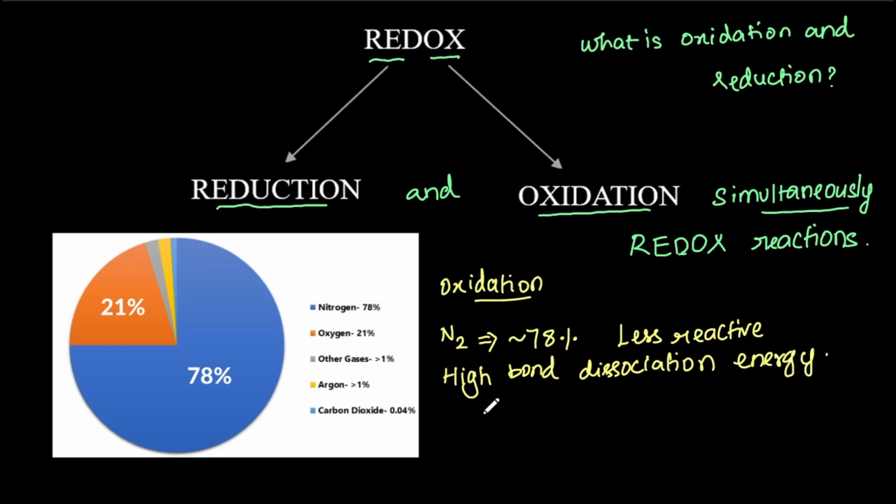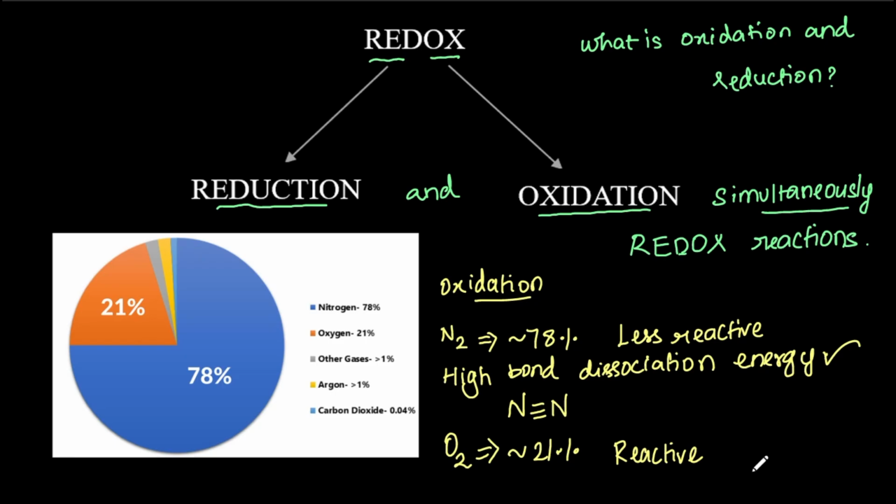Why does it have high bond dissociation energy? Because dinitrogen exists as N triple bond N. Due to the presence of the triple bond, it has high bond dissociation energy, so N2 is less reactive. The next abundant gas is dioxygen, O2, which is present approximately 21% in our Earth's atmosphere. This dioxygen is highly reactive. It reacts with almost all the elements present in the periodic table.